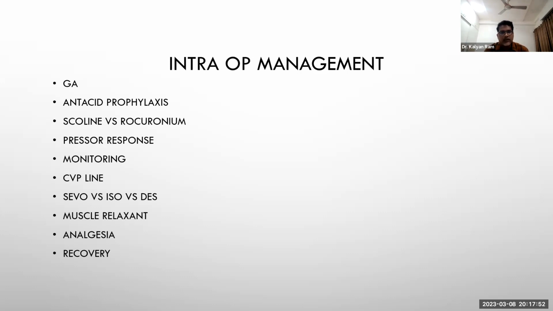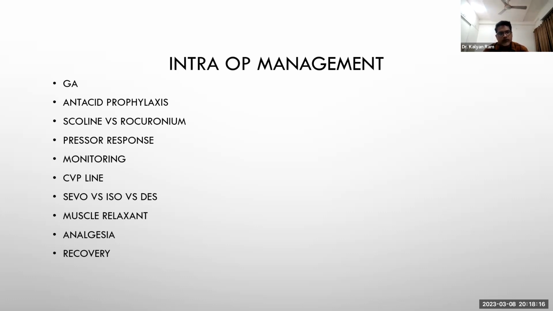Antacid prophylaxis is a must for these patients and is of critical importance because there is delayed gastric emptying in these patients, and it is generally done by H2 receptor blockers or some non-particulate antacid half an hour before surgery. Succinylcholine versus rocuronium: generally a modified rapid sequence induction is preferred in these patients due to this gastric emptying issue.